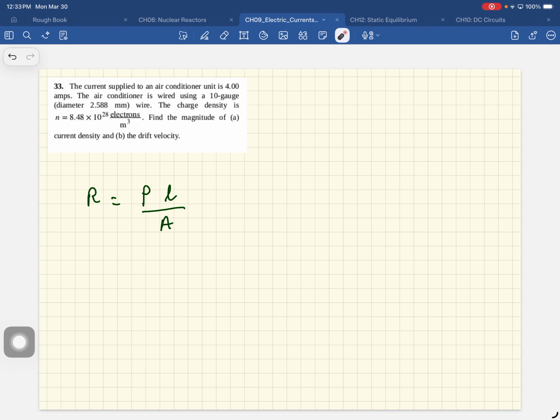Okay. So then there are electrons that are bound to the atoms, and we're not concerned with those as far as electric currents go. Find the magnitude of the current density and the drift velocity.